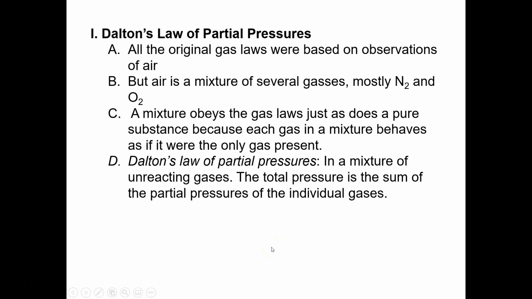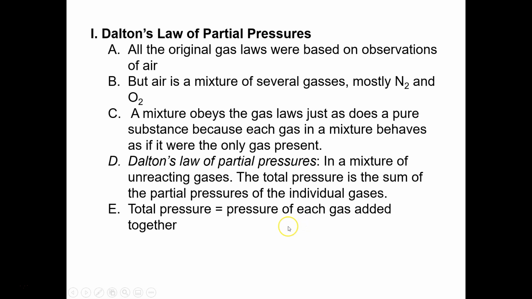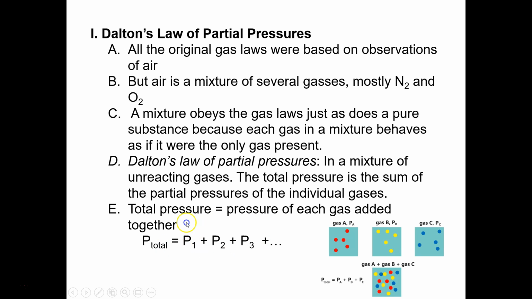So he came up with what he calls Dalton's law of partial pressures, and it says that in a mixture of unreacting gases, the total pressure is just the sum of the partial pressures of the individual gases, because each individual gas behaves as though it's there by itself. So the total pressure will just be the sum of the pressure of each of those gases. So then we have our little equation: total pressure is equal to the pressure of each gas added together. And this is what the equation would look like.